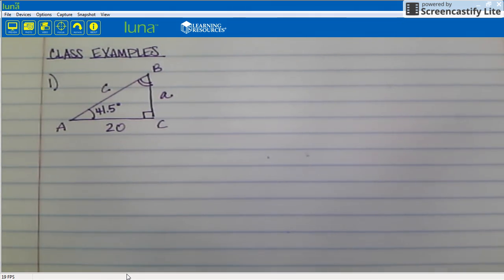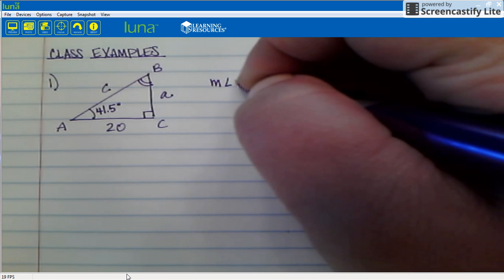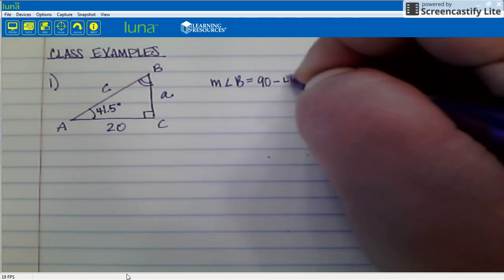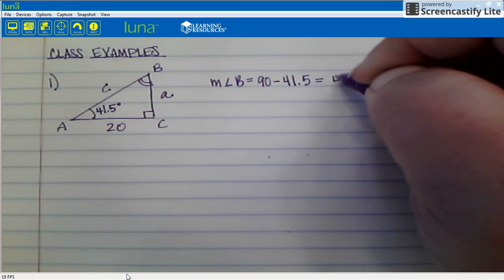Well, the measure of angle B is the easiest of the 3 to find because we know that the 2 acute angles of a right triangle are going to be complementary. So I just take the measure of the angle that's given to me and I subtract it from 90, and this is going to give me 48.5 degrees.